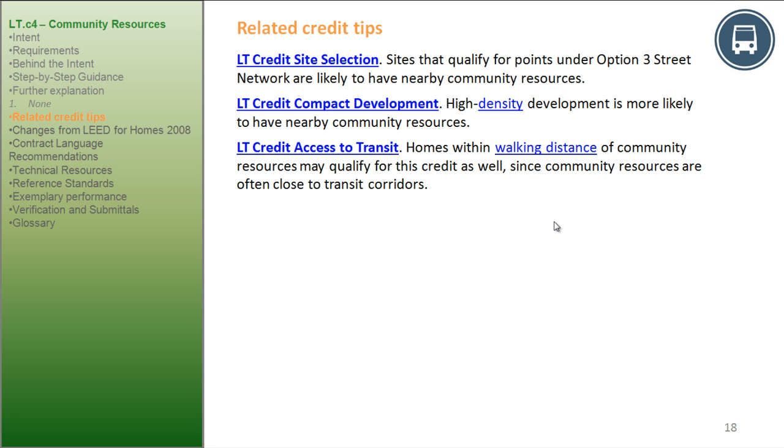Related credit tips. LT credit site selection. Sites that qualify for points under Option 3 Street Network are likely to have nearby community resources. LT credit compact development. High-density development is more likely to have nearby community resources. LT credit access to transit. Homes within walking distance of community resources may qualify for this credit as well, since community resources are often close to transit corridors.